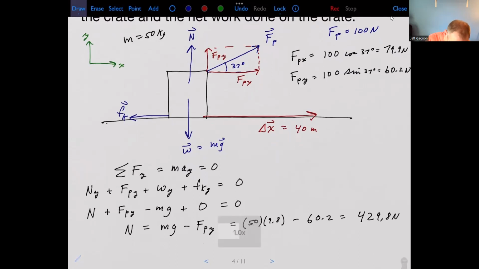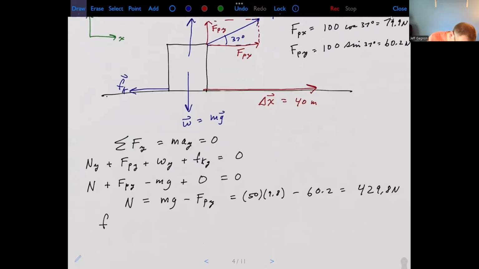And then FK, the magnitude of FK now, remember physics is fun, right? We have that formula. It's equal to mu K times N, right? It's proportional to the normal force, the frictional force. So we know mu K was 0.1. That was given in the problem. And then times this normal force is 429.8. So that's going to be 42.98. So around 43. I'll just round it to 43 newtons.